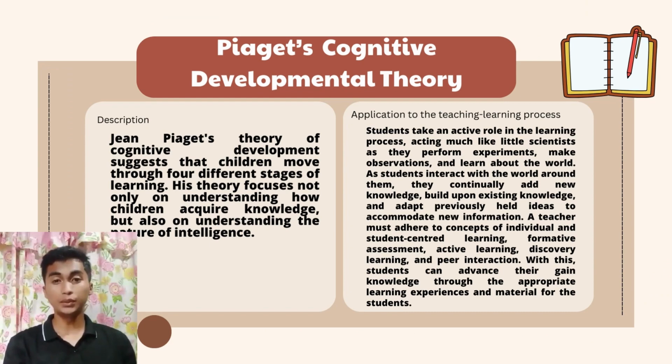Jean Piaget's theory of cognitive development. This theory suggests that children move through 4 stages of development. His theory focuses not only on how students acquire knowledge, but also understanding the nature of intelligence. According to this theory, children's intelligence undergoes changes when they grow.